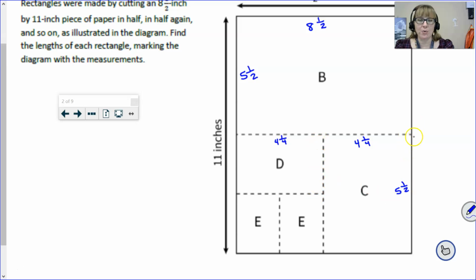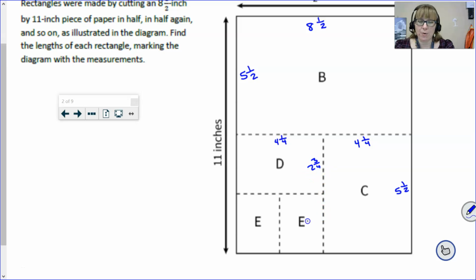Now that leaves us with the length, or the height, of this rectangle. Again, refer back to the fact that this rectangle is 5.5, and we're taking half of that. This one's a little bit trickier. Half of 5 is 2.5, and half of a half is 1/4. Let me rewrite that differently. 2.5. And half of this half is 1/4. So if I have 2.5 and another 1/4, that gives me 2 3/4.